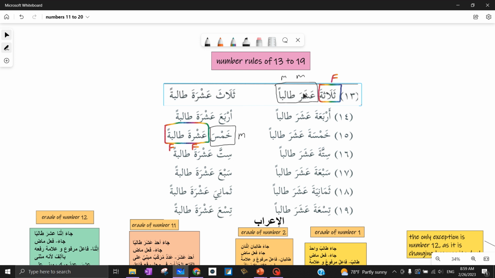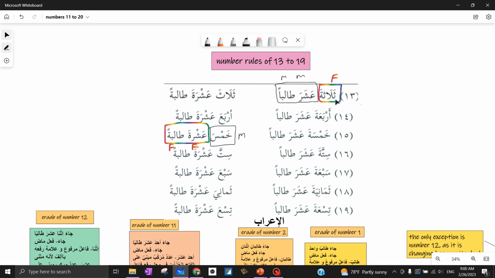Whenever numbers 1 and 2, 11 and 12 come, just remember the genders are the same. Even for 21 and 22, the genders are the same. 31, 32 genders are the same, because the same rule applies for number 1 and 2. The rules will apply for 11 and 12, 31 and 32, 41 and 42. But as soon as 3 to 10 comes, or 13 to 19 comes, or 23 to 29 comes, what happens? The opposite gender rule comes in.